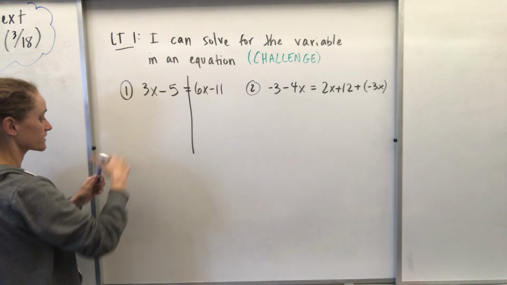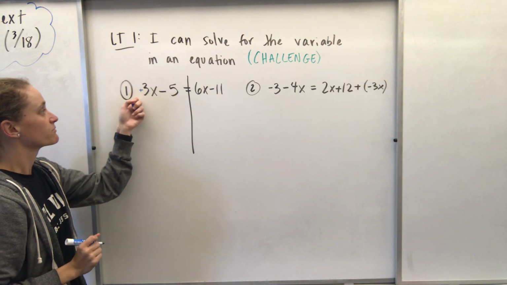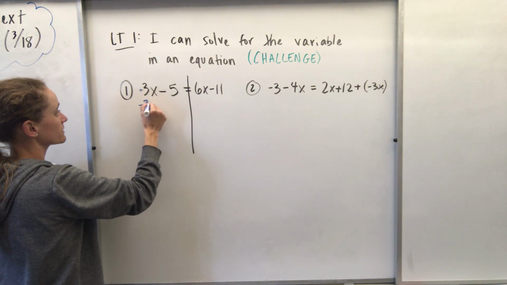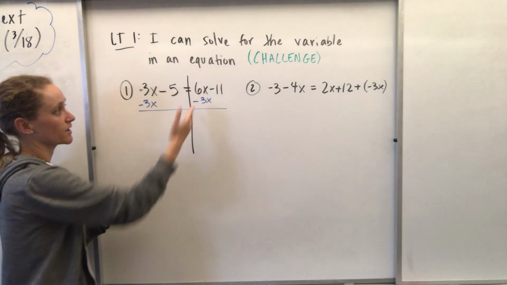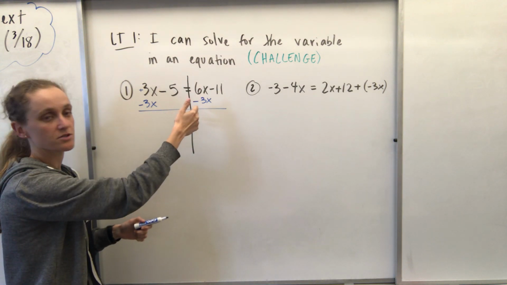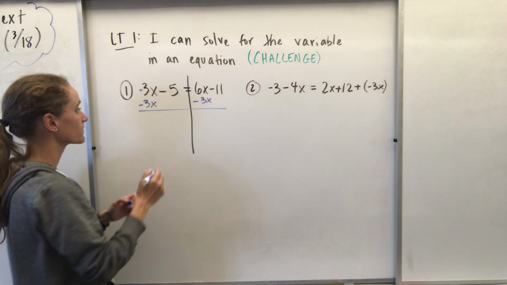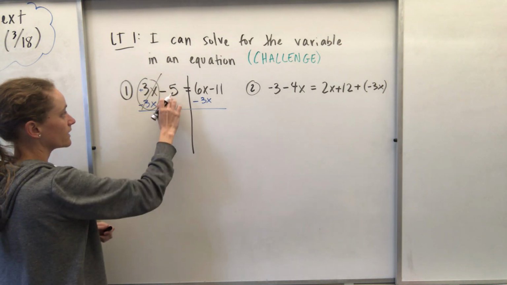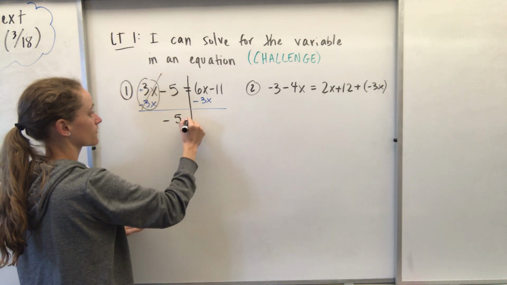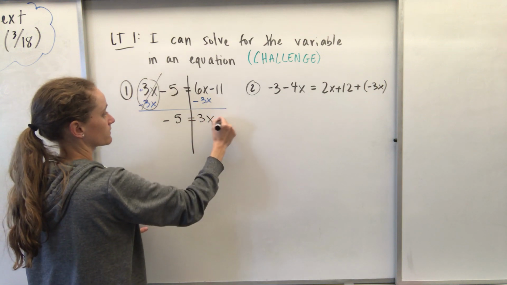So here I have 3x, and it's positive because there's an invisible plus in front. So the opposite of positive 3x would be minus 3x, and then minus 3x. And I want to make sure that I line it up under the x over here because those are the like terms. I don't want to put it under the 11 or negative 11 because those aren't like terms. Okay, so here I have my 0 pair. I bring down the negative 5. 6x minus 3x would be 3x, and then minus 11.